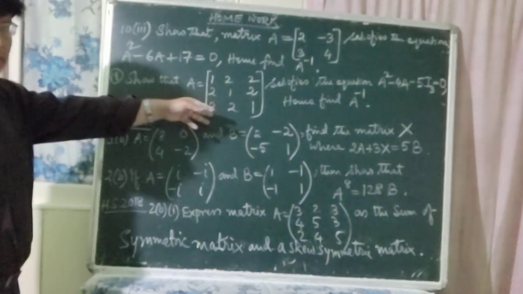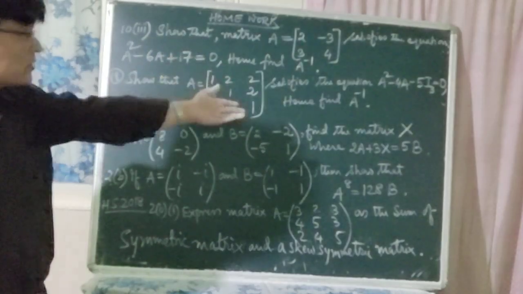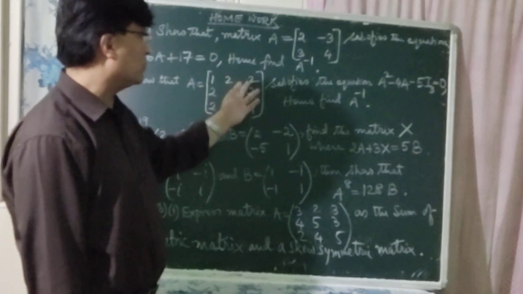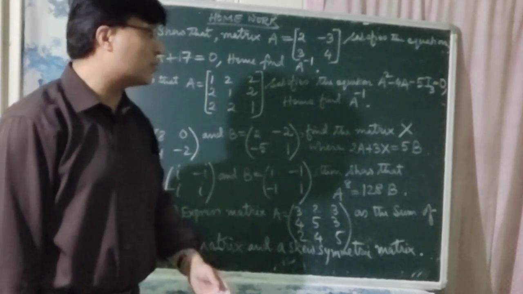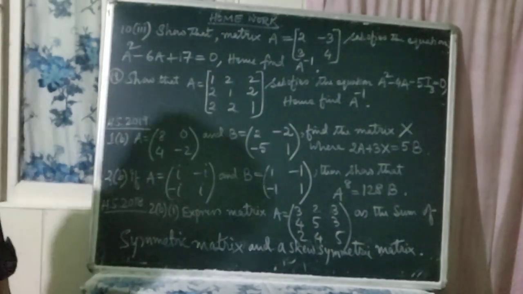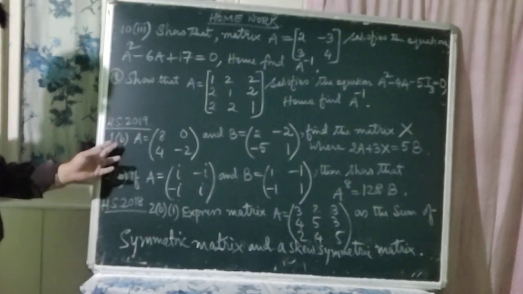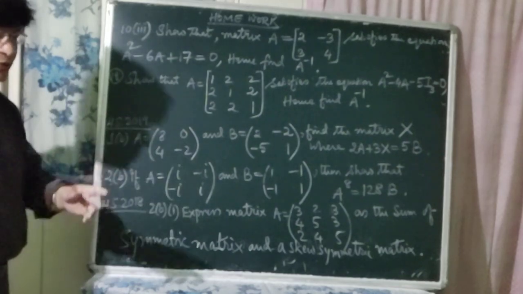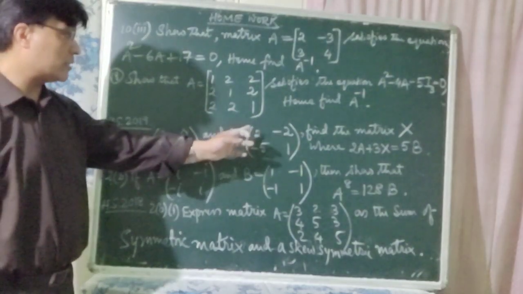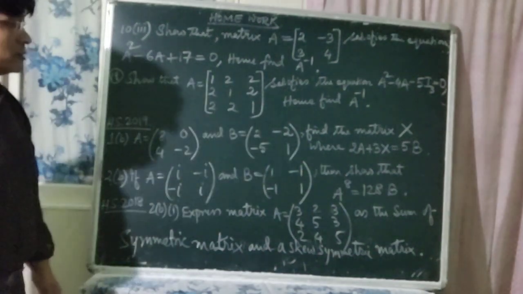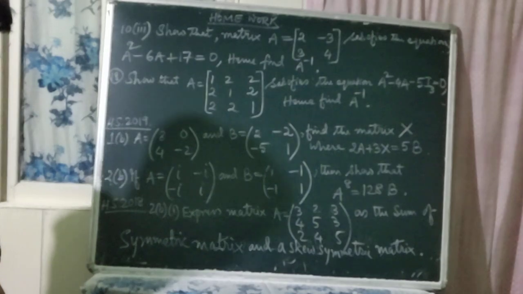Now this is a third order matrix, so you know how to prove that this matrix A satisfies the equation A square minus 4A minus 5 I3 is equal to the null matrix, and hence you have to find out A inverse. Okay. And HS 2019 1b, A is equal to 8, 0, 4, minus 2, that is a second order matrix, and B is equal to 2, minus 2, minus 5 and 1, also second order. Find the matrix X where 2A plus 3X is equal to 5B. You know how to do it, isn't it?